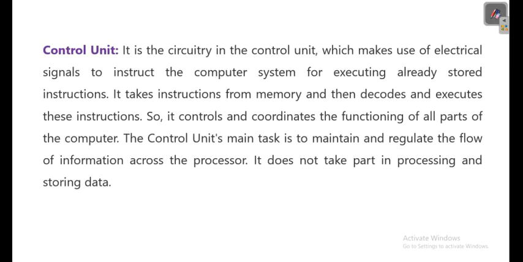Control unit. It is a circuitry which makes use of electrical signals to instruct the computer system to execute already stored instructions. It takes instructions from memory and then decodes and executes these instructions. So it controls and coordinates the functions of the parts of the computer. The control unit's main task is to maintain and regulate the flow of information across the processor. It does not take part in processing and storing data.